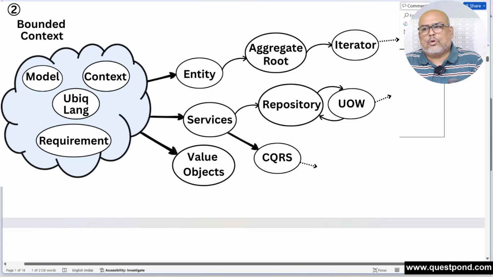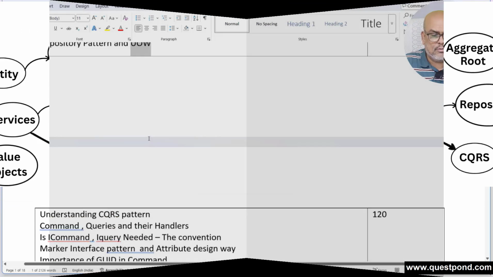Once this is done, then we'll say, okay, we want to save it into the database. For that, we'll be using the repository pattern, and for commit and rollback, we'll be using the unit of work, right? So this is the one part.